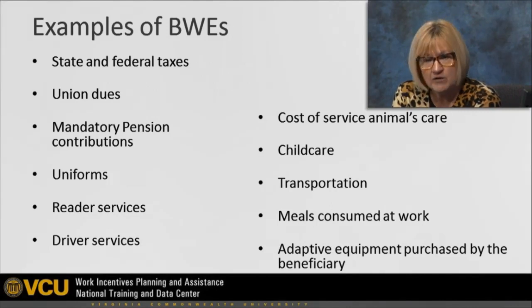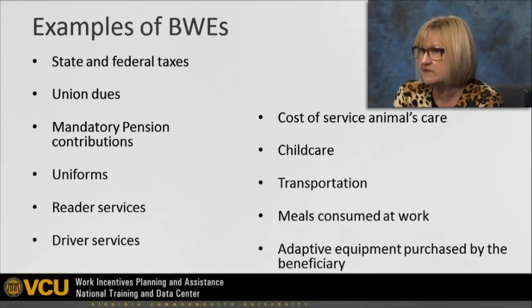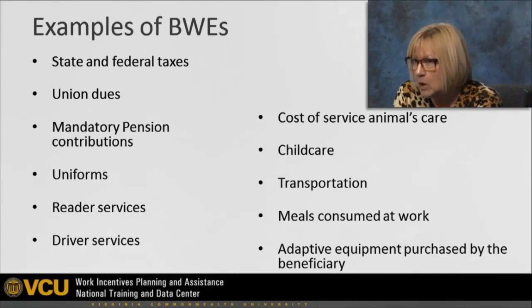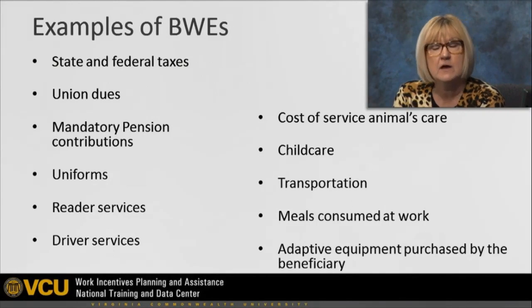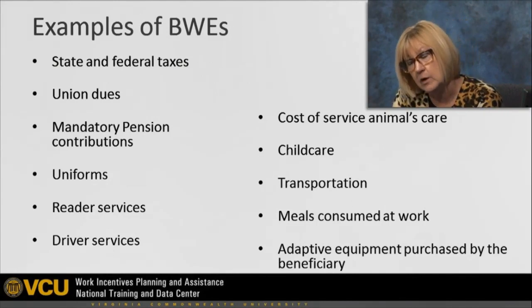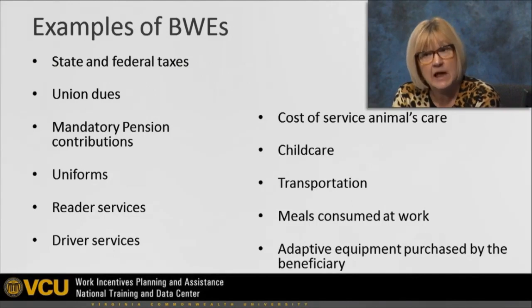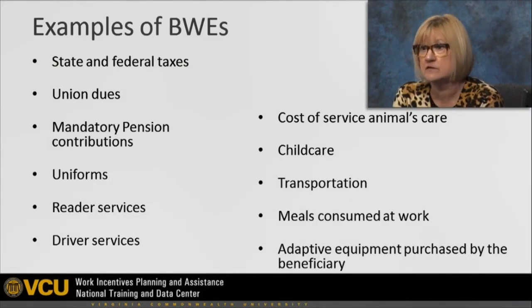So a powerful BWI is state and federal taxes. That's amazing. That would never qualify as an IRWI, would it? Because yes, that's a deduction. It's something that's caused by working. But it isn't something that's related to someone's disability. We all have state and federal taxes withheld from our checks. But for a statutorily blind individual, that is a deduction. It's an allowable deduction. It's powerful, you see? Union dues, mandatory pension contributions, uniforms, reader services. Now, some of these examples are definitely disability related, but not all of them.